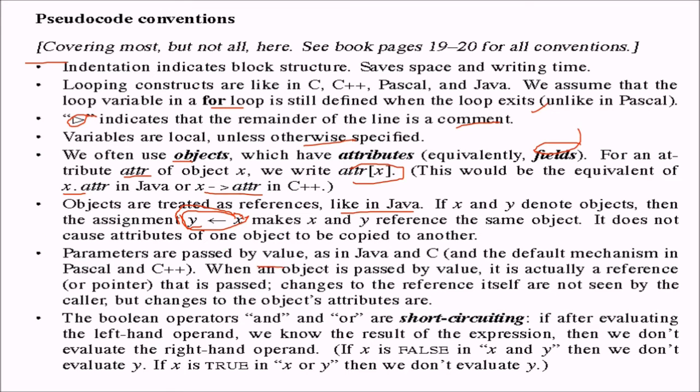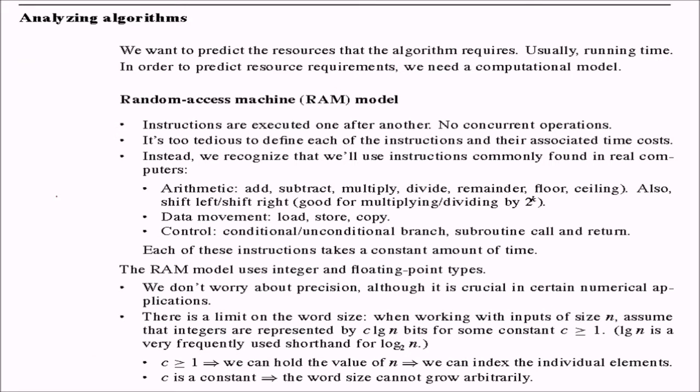Then parameters are passed by value, as in Java and C. When an object is passed by value, it is actually a reference or a pointer that is passed. So changes to the reference itself are not seen by the caller, but changes to the object attributes will be. The Boolean operators and, or are often called short-circuiting. If after evaluating the left-hand operand we know the result of the expression, then we don't evaluate the right-hand operand at all. If x is false in x and y, then we don't evaluate y. Why would we go for y? And if x is true in x or y, then we don't evaluate y in this case.